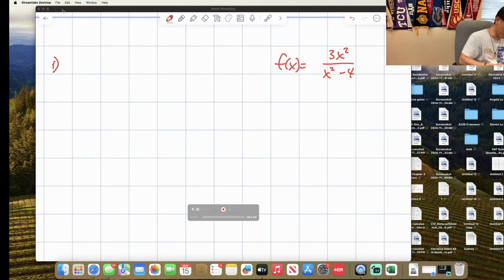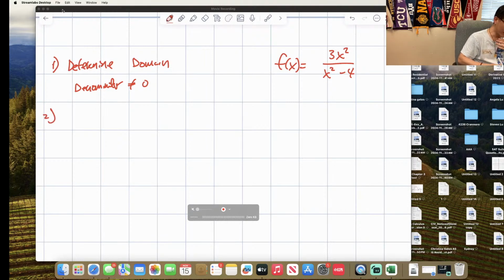First thing is determine the domain. Determine the domain, which comes from the denominator. That denominator cannot equal 0, right? If you set the denominator not equal to 0, you can solve for it.